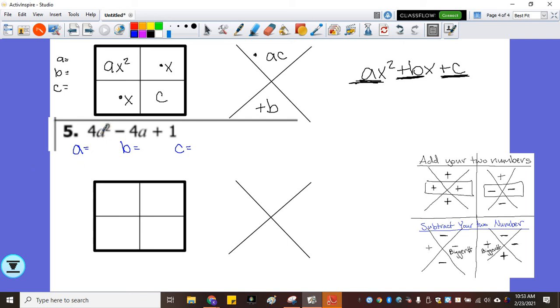A is always the number in front of the variable being squared, so A is 4. B is the number in front of, usually just X, but in this case just A: -4. Make sure you take the sign with it. And C is always just the constant, the last number. So it multiplies to AC and adds to B.